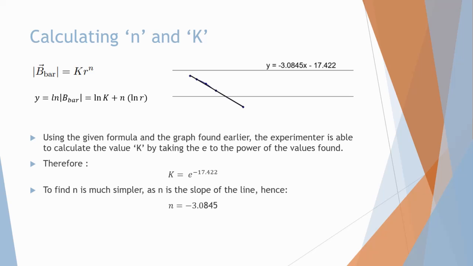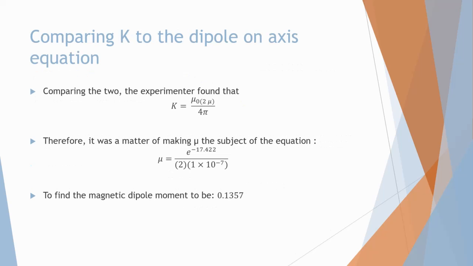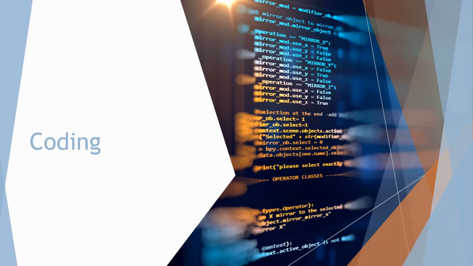Now, by comparing k to the dipole on the axis equation, we can see that k is equal to mu naught over 4 pi times 2 times mu. Therefore, mu is equal to e to the negative 17.422 divided by 2 times 1 times 10 to the negative 7, to give you a value of 0.1357.